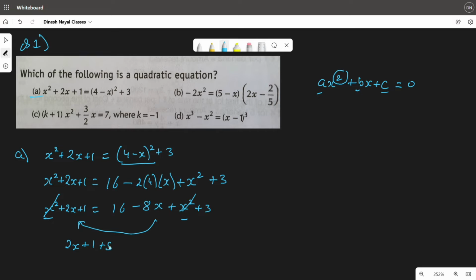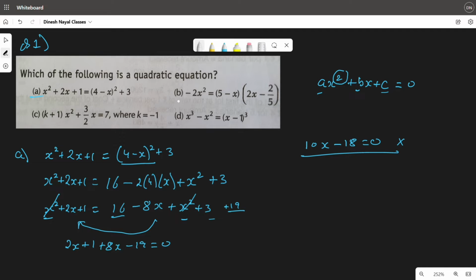So this minus 8x will be plus 8x. And then 16 plus 3 is 19, which is actually plus 19. So when you change the side, that will be minus 19, and this equals 0. Now 2x plus 8x is 10x, then minus 18 equals 0. Now as you can clearly see, this is a linear equation. So this is not a quadratic equation because x has the highest power of 1.